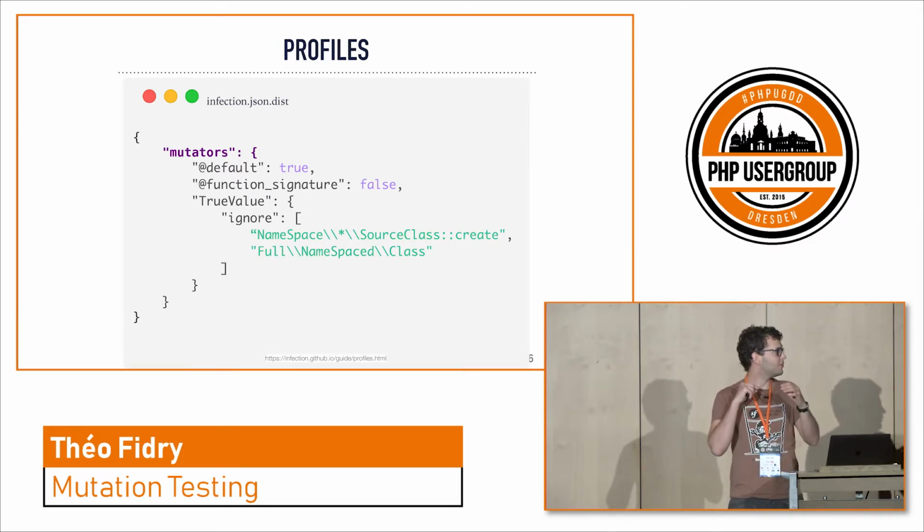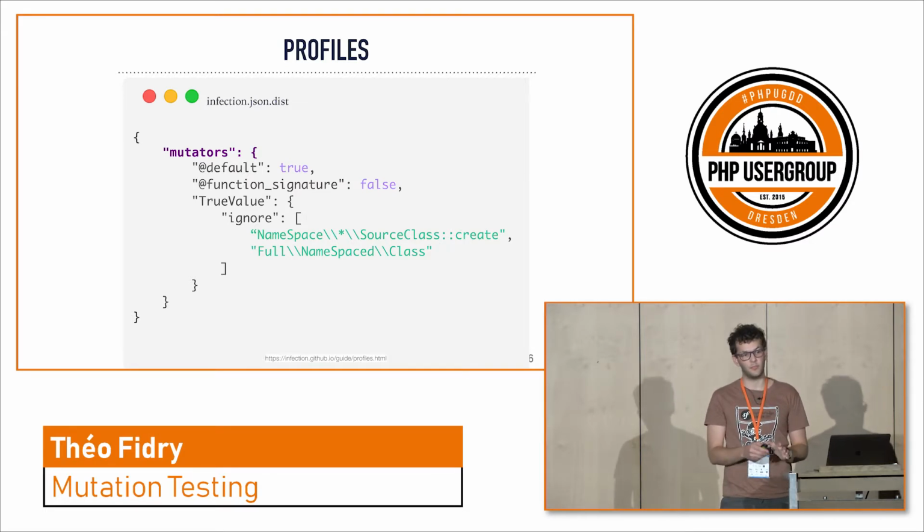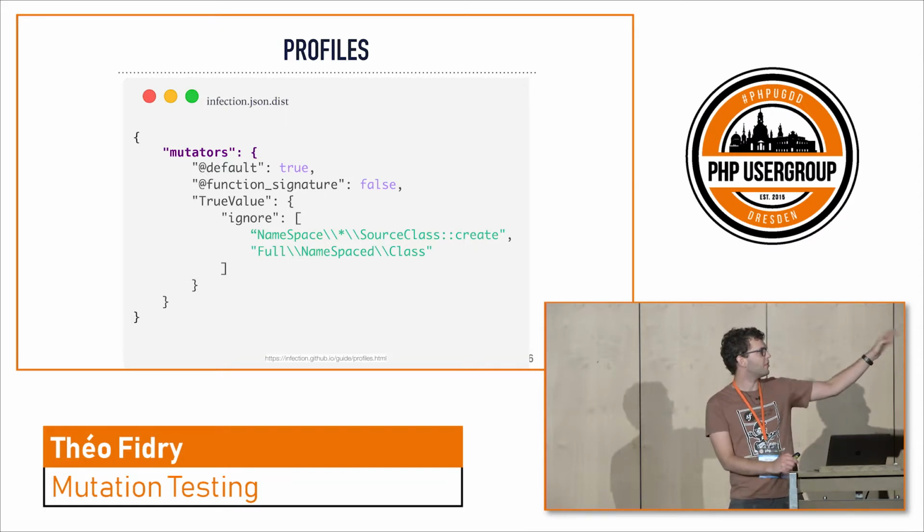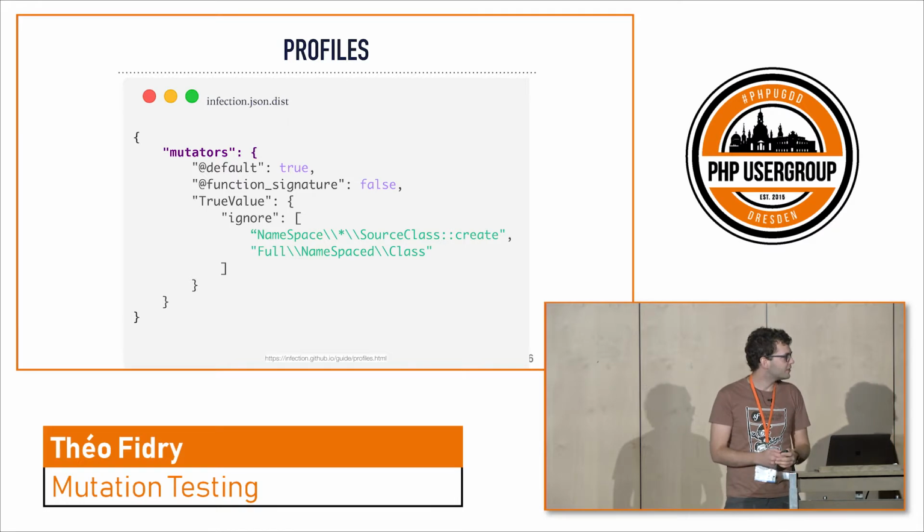Then you have a category of mutators that belong to function signature. So here we disable them. So for example, one of the mutators is transforming public to protected. So unless you're working with libraries, that's not necessarily useful to you. And then there are some mutators you don't want to be applied to some part of your code for whatever reason. You can do that easily with, so true value here, the name of the mutator, and say in your source, don't mutate the code in my source class create method, or don't mutate any code in that namespace.